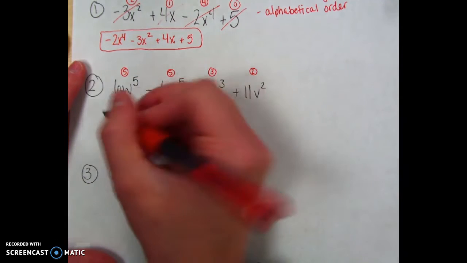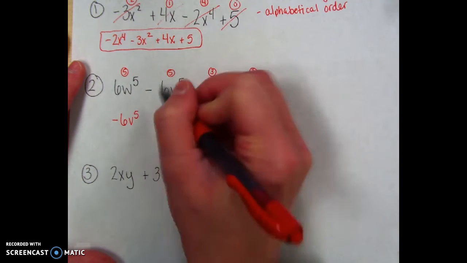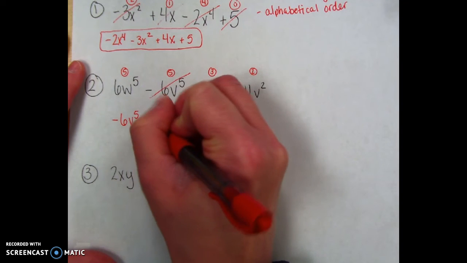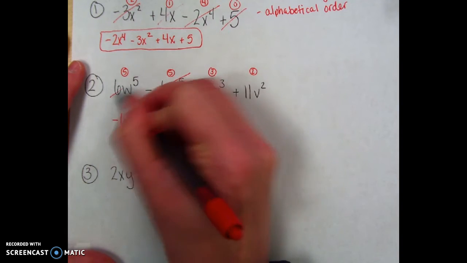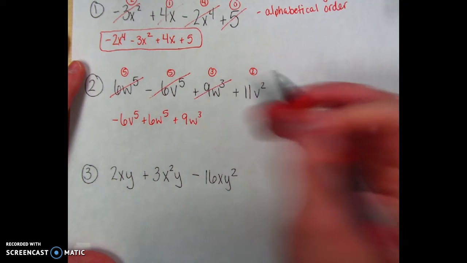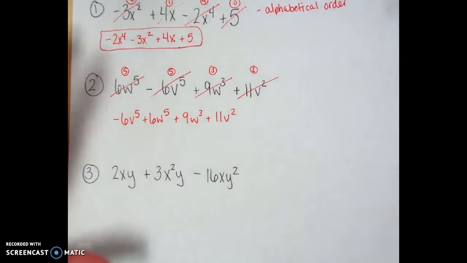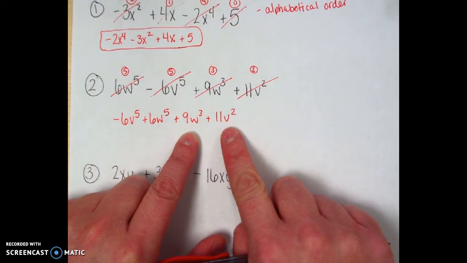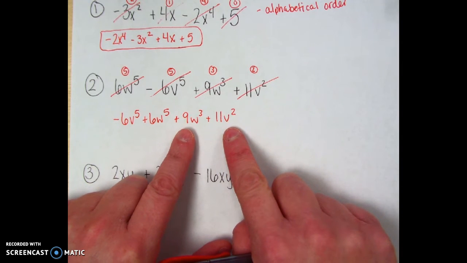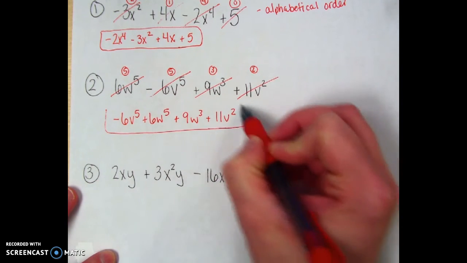correct order. So this will be negative 6V to the 5th plus 6W to the 5th plus 9W cubed and plus 11V squared. Okay, I know here for these 2, V comes before W, but the degree kind of overpowers that rule. Okay, so there's my answer there.